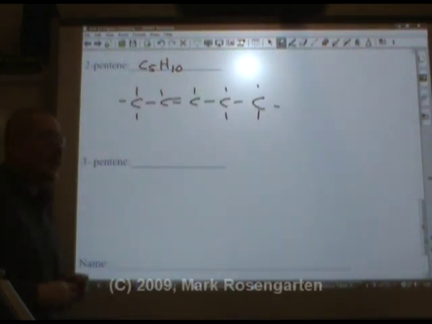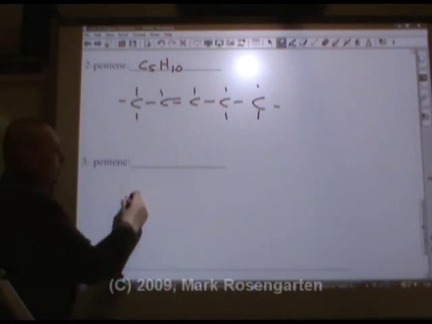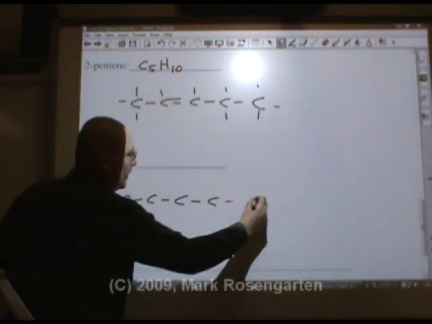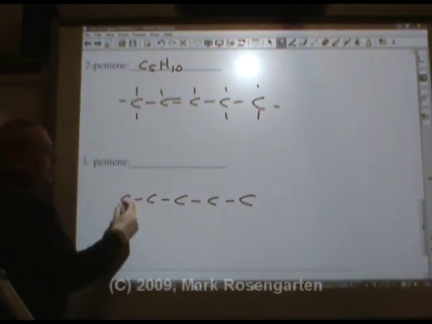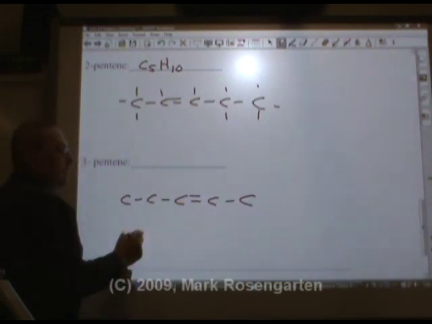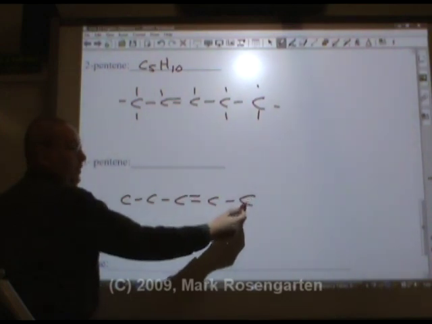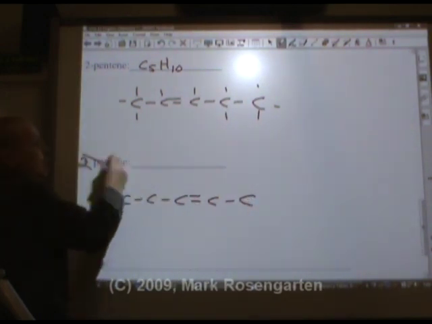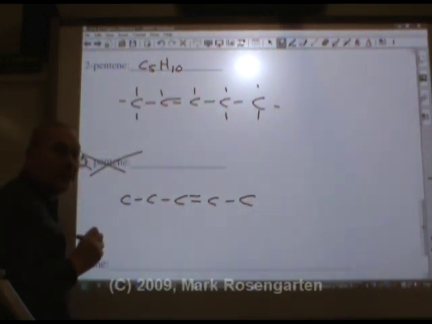Now, is there such a thing as 3-pentene? Let's see. Here's pentene. We count 3 carbons in from the end. 1, 2, 3, we put the double bond there. Wait, that's not 3-pentene. It's 2-pentene. Therefore, there's no such thing as 3-pentene.